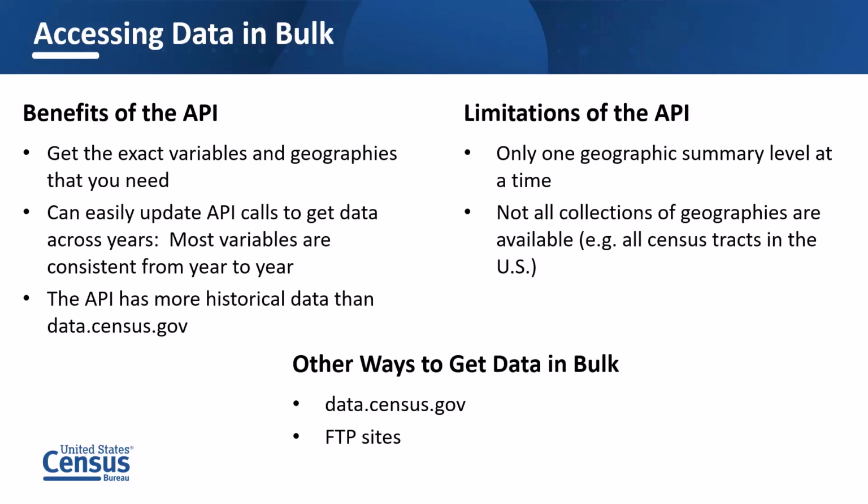Actually, pre-2010, American Community Survey estimates are not in our main data tool. They're only in the FTP and the API. There are some limitations of the API. You can only do one geographic summary level at a time. And we don't have all the collections of geography that are available, such as all census tracts in the United States. You can get data in bulk on data.census.gov, or you can use the FTP sites.